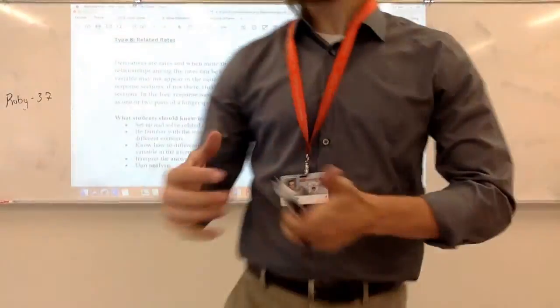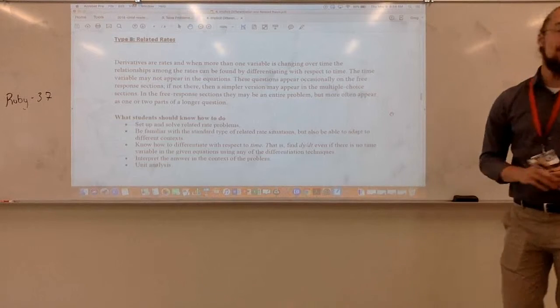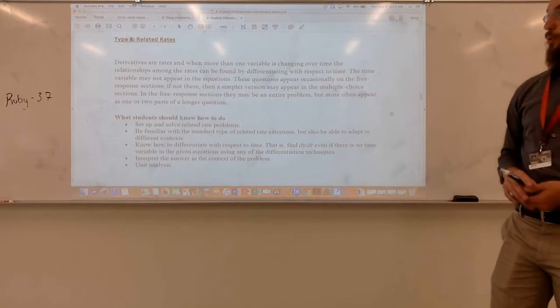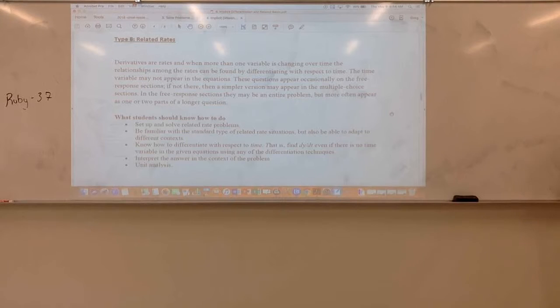Alright, so since there are fewer of these types of questions that we're looking at today, we're just going to do one example of each. The final type that we're going to look at is related rates. I mentioned earlier that the first 6 types that we looked at are the most common types that show up. The 2 that we're looking at today are a little less common.